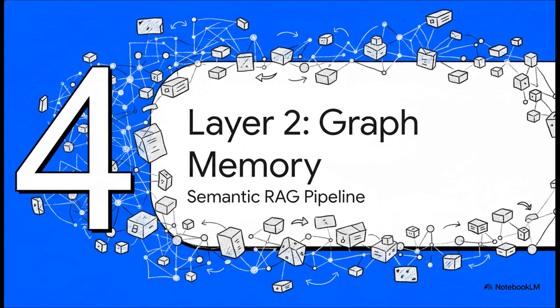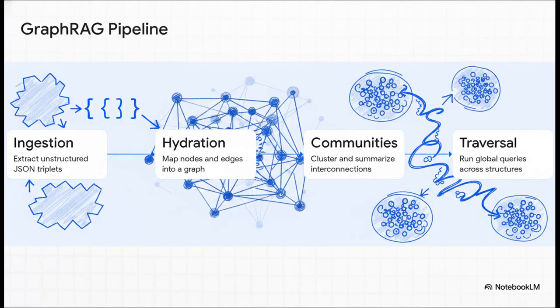Okay, moving on to Section 4, Layer 2 graph memory, utilizing a semantic RAG pipeline. This pipeline right here breaks down the holy grail of data engineering. It's known as Graph Retrieval Augmented Generation, or GraphRAG for short.